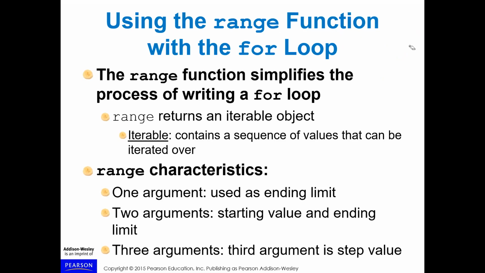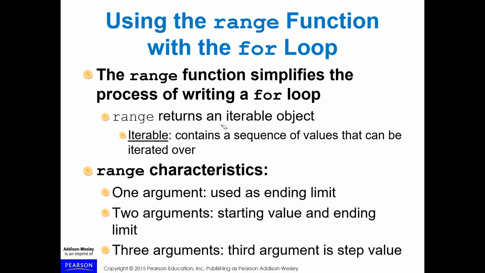All right, so using the range function with the for loop. The range function simplifies the process of writing a for loop. Range returns an iterable object. I called it a list, and here this is saying that this is an iterable object, which is the same thing. It's basically an object, could be a list, right? And iterable just means that it contains several items that you can iterate over. So an iterable contains a sequence of values that can be iterated over, okay? That's kind of the definition of that.